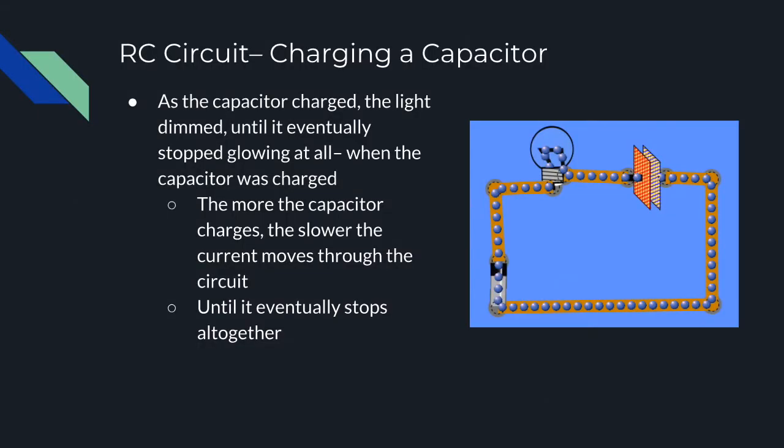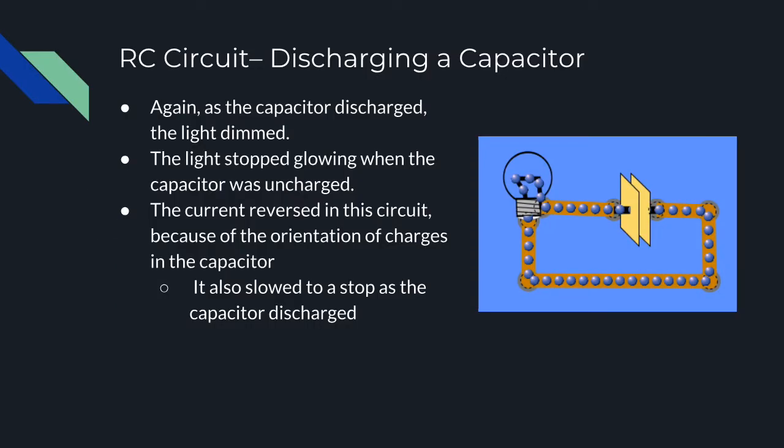The next part of the lab was about RC circuits and charging a capacitor. So as the capacitor charged, the light dimmed until eventually it stopped glowing at all when the capacitor was fully charged. The more the capacitor charges, the slower the current moves through the circuit until it eventually stops altogether. We also looked at a circuit with a discharging capacitor. So again, as the capacitor discharged, the light dimmed, and the light stopped glowing when the capacitor was fully uncharged. The current reversed in this circuit because of the orientation of charges in the capacitor, and it also slowed to a stop as the capacitor discharged.